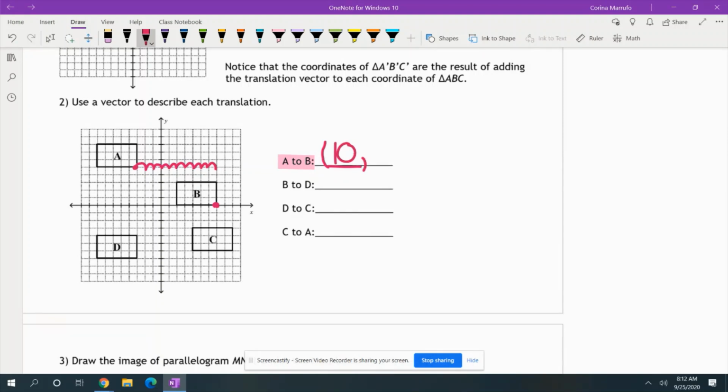And then we're going to count how many units down. To get from A to B, it's going to go down 1, 2, 3, 4, and 5. So it'll be 10, comma, and since we went down, it's going to be negative 5.